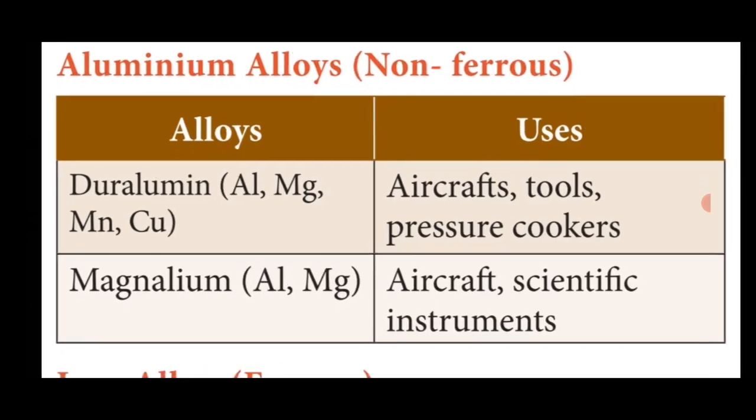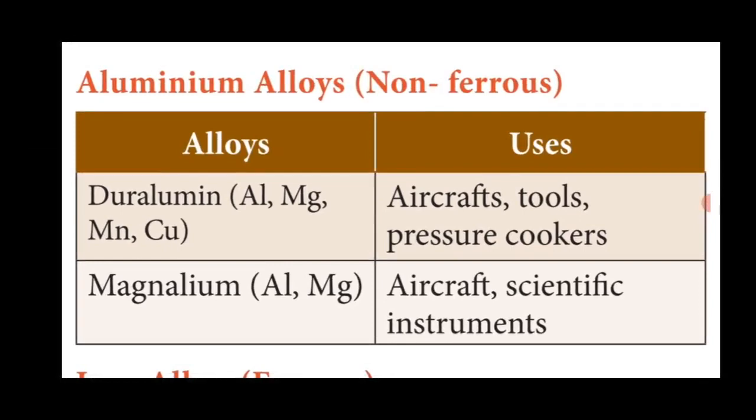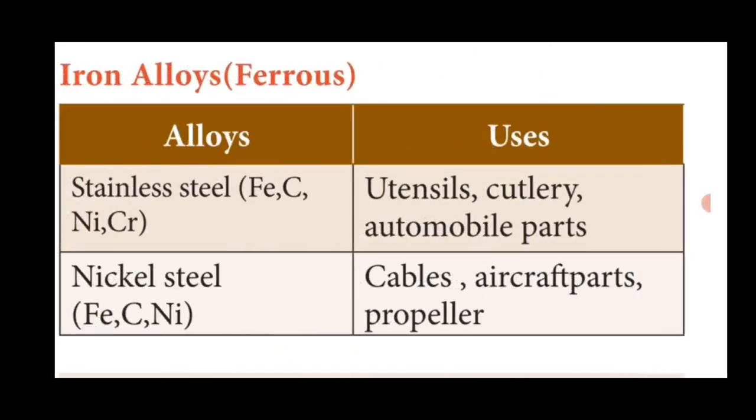The second aluminum alloy is magnalium. What is the composition of magnalium? Aluminum and magnesium. These metals combine to form an alloy named magnalium. Magnalium is used for aircraft and scientific instruments. These are the uses of aluminum alloys, another non-ferrous alloy.